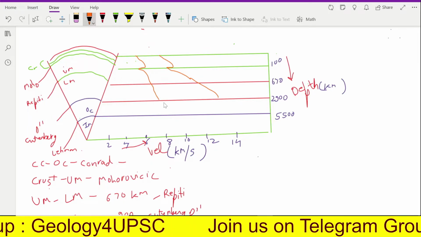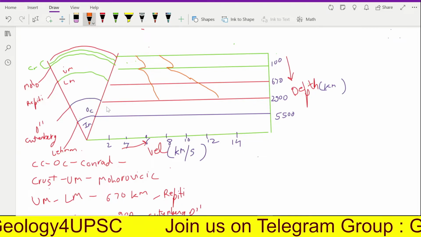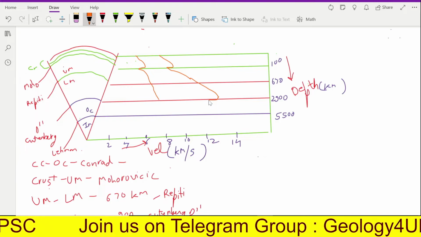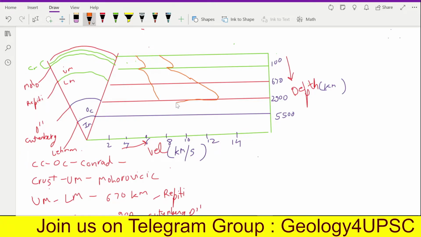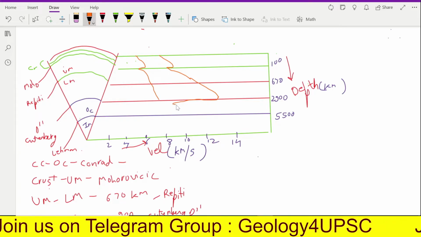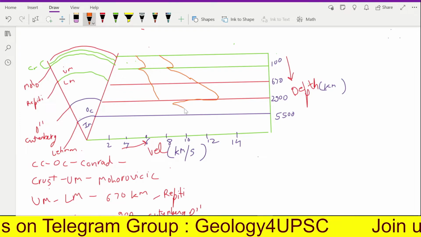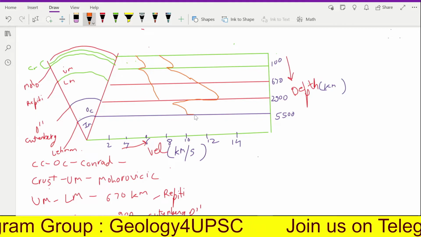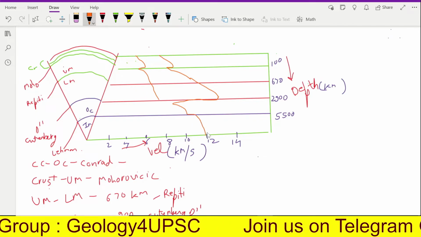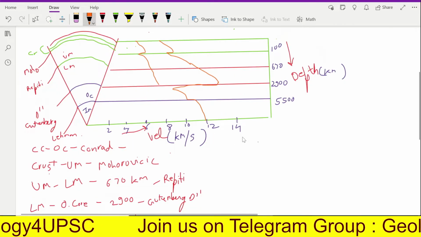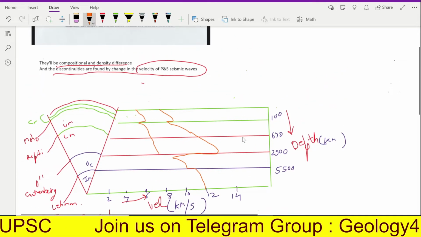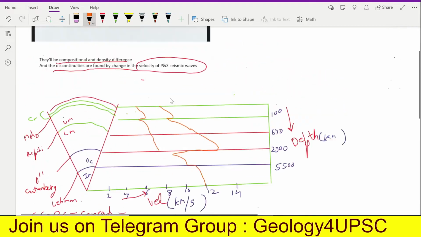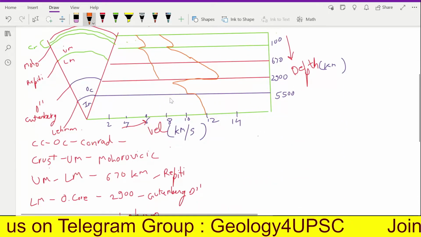Now as you reach the lower mantle and outer core, this is liquid, so we'll have a sharp pullback. Pull it back up to 8 kilometers per second, and again it will increase, and as you reach the inner core, increase the speed and come back. So this is how we'll make the speed of the inner core and outer core. If you want, you can also give the densities here, but for 10 marks it is not needed.